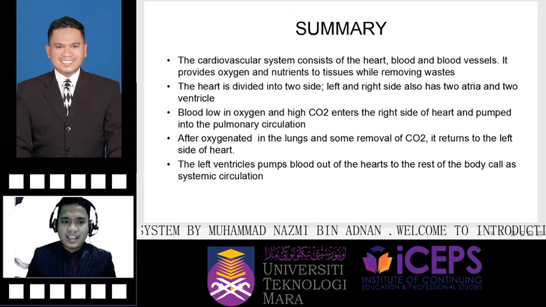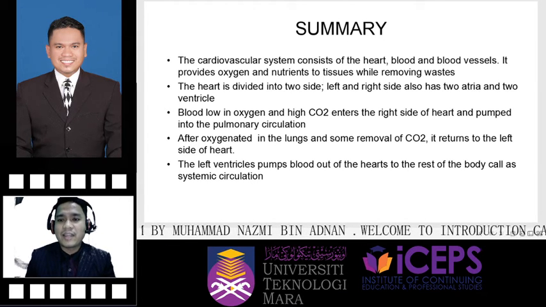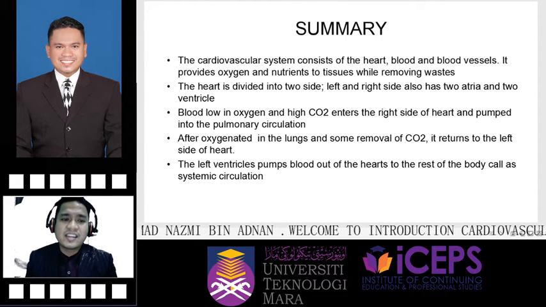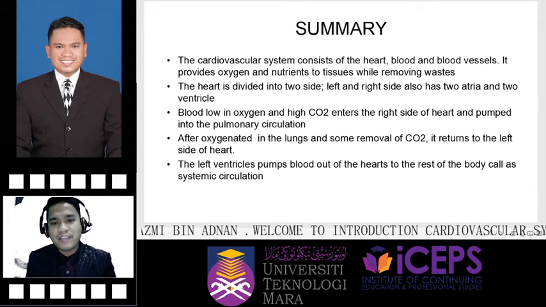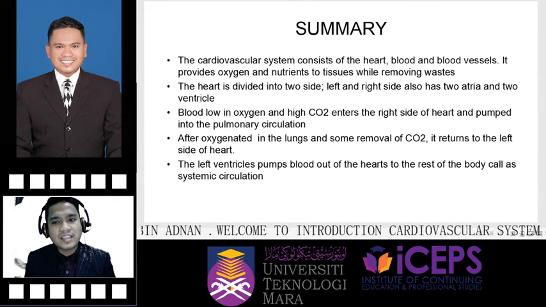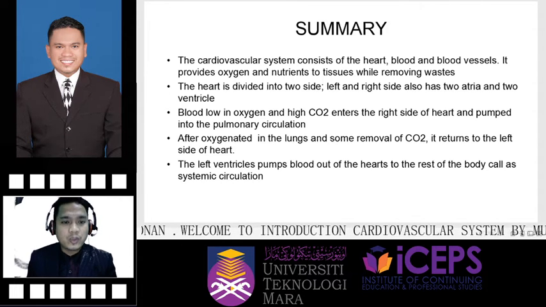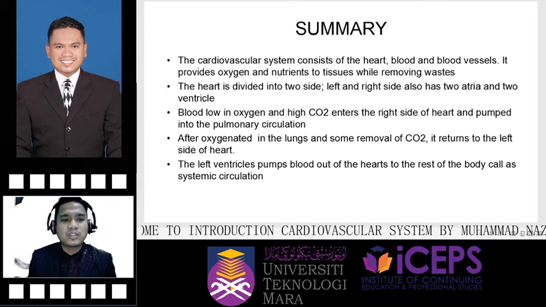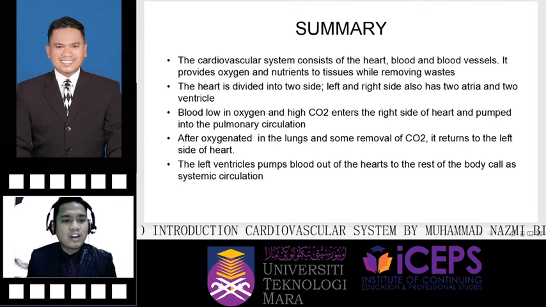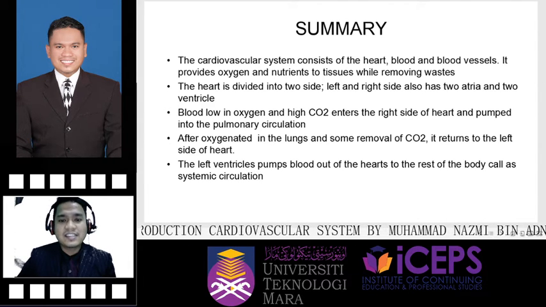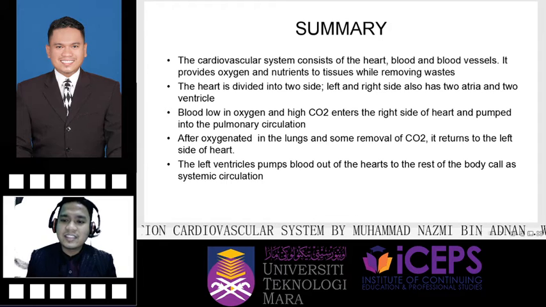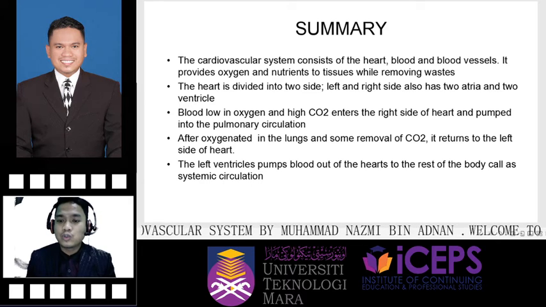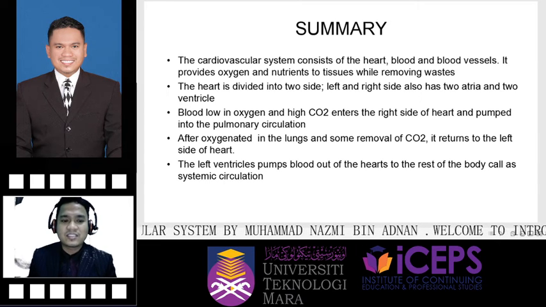This is my summary. The cardiovascular system consists of your heart, blood, and blood vessels. It provides oxygen and nutrients to tissues while removing waste. The heart is divided into two sides, left and right, and also has two atria and two ventricles. Blood low in oxygen and high in carbon dioxide enters the right side of the heart and is pumped into the pulmonary circulation. After being oxygenated in the lungs and some removal of carbon dioxide, it returns to the left side of the heart. The left ventricle pumps blood out of the heart to the rest of the body, called systemic circulation.